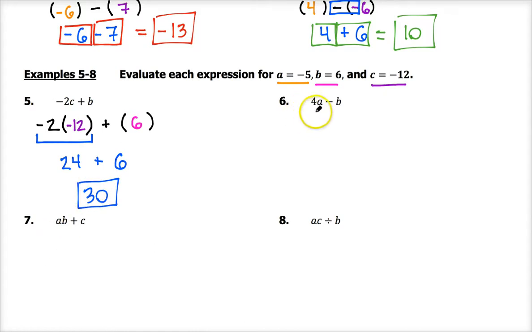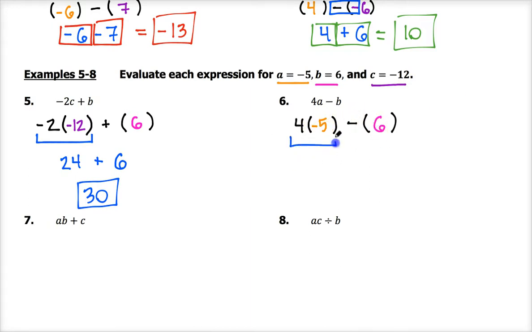Okay, number 6, 4a minus b. So I'm going to rewrite the problem, putting parentheses in instead of my variables. So this is 4 times, replacing a with parentheses, and then subtract and then another set of parentheses. So I'm substituting negative 5 in for A here, and then positive 6 again in for B here. So the problem is 4 times negative 5 minus 6.